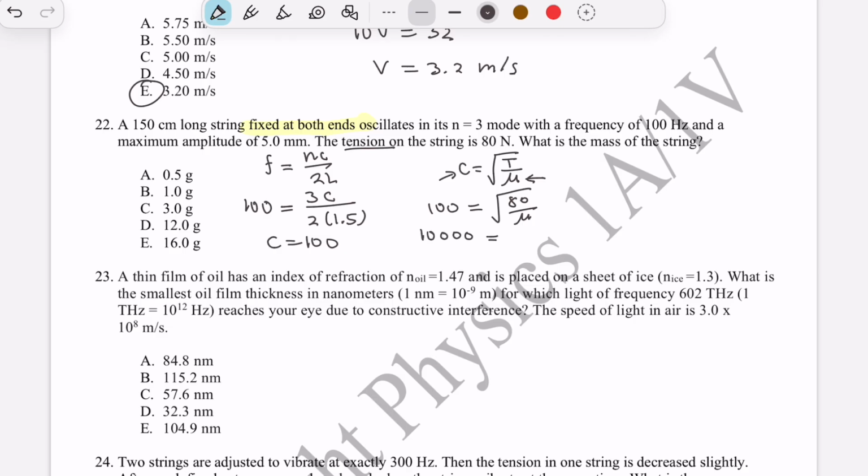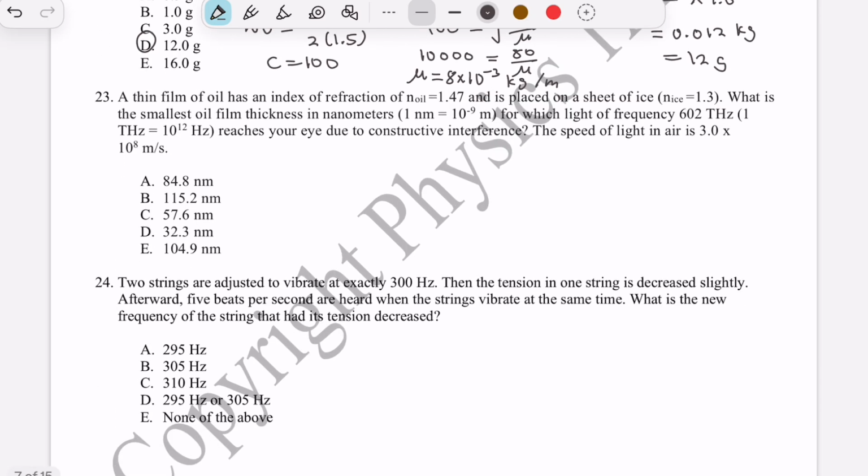Square both sides. And you'll get mu is 8 times 10 to the negative 3 kilograms per meter. And I have 1.5 meters of string, so I can simply multiply it by 1.5 and I'll get 0.012 kilograms, or 12 grams.